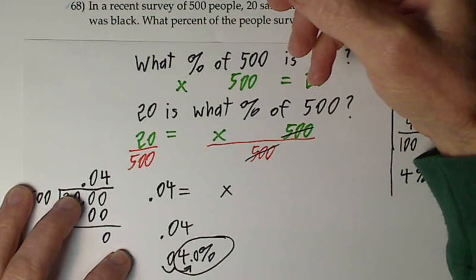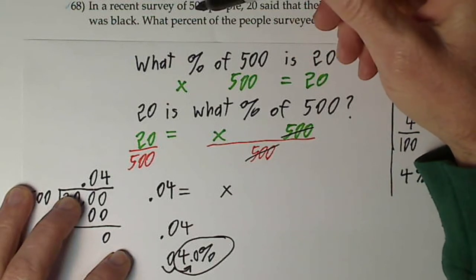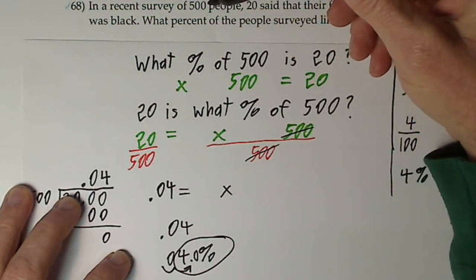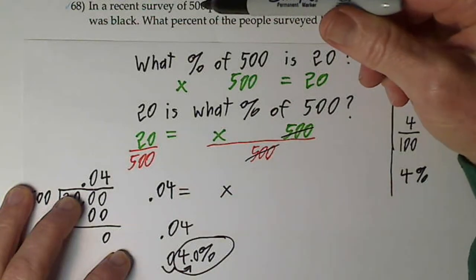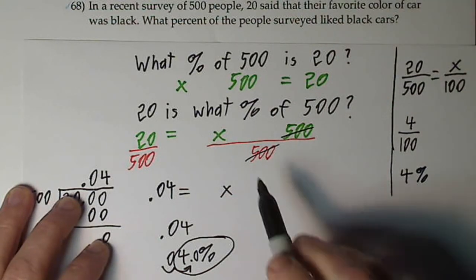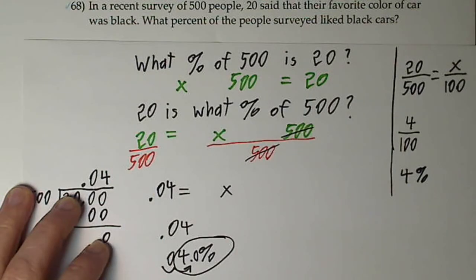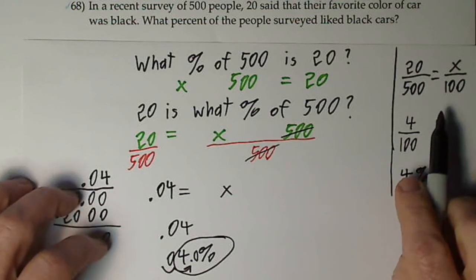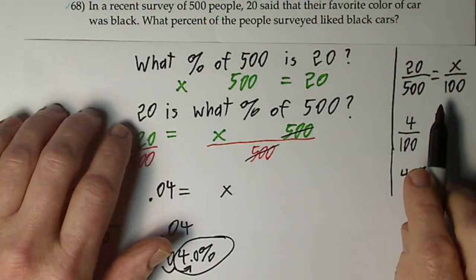What if they said in a recent survey of 471 people? See, you wouldn't be able to get that to 100 very nice and neat. All right, so there's a couple examples how you might have approached number 68. And I guess I should also finish this up showing what would happen if I had used the proportion that I set up. So let's take a look at that.